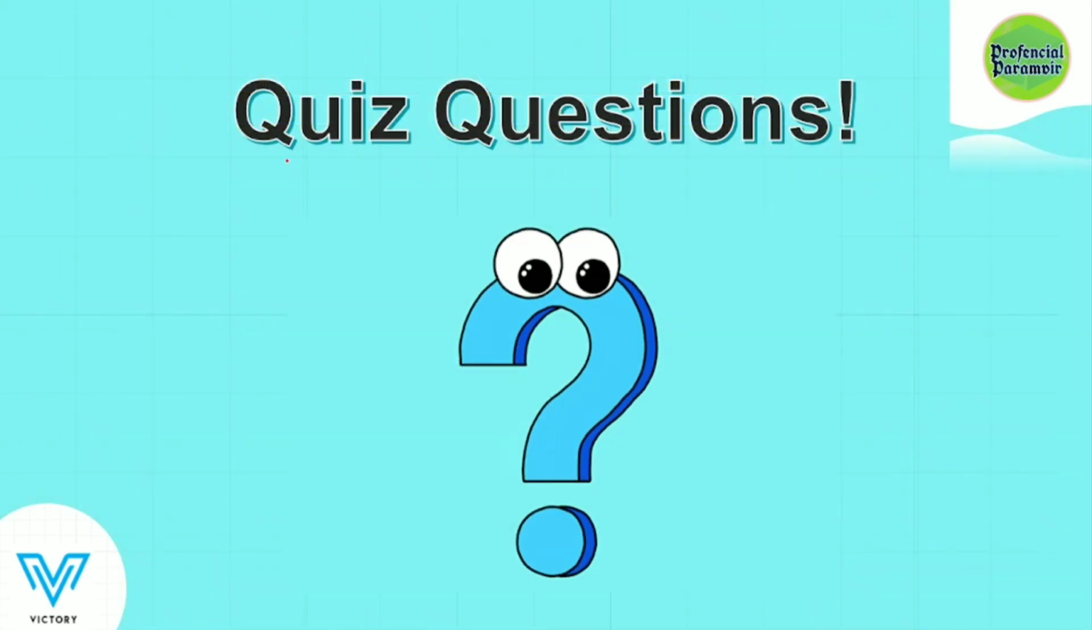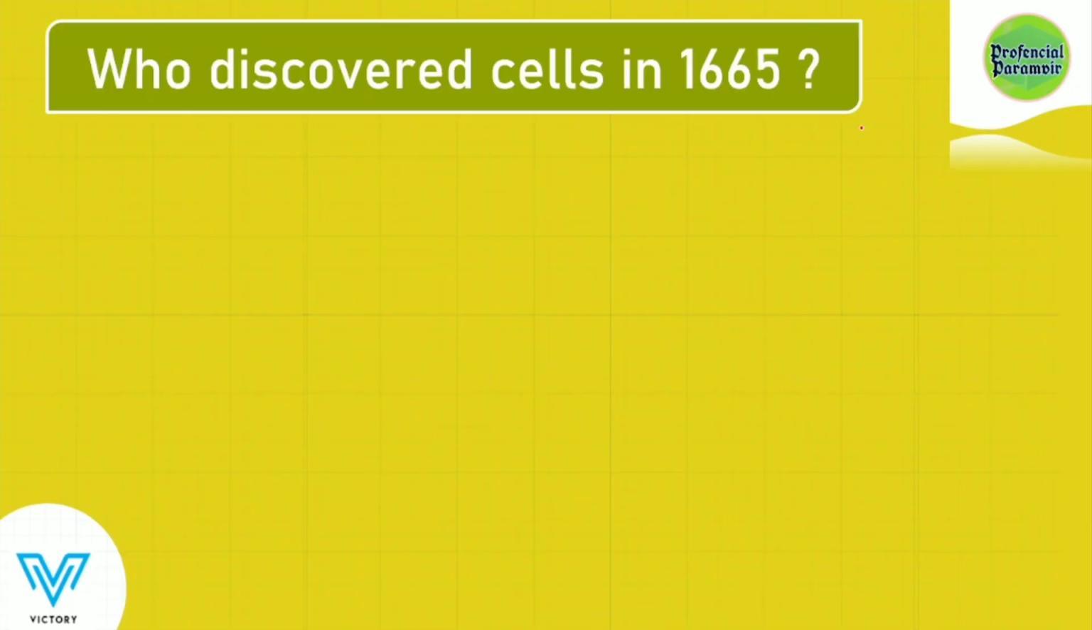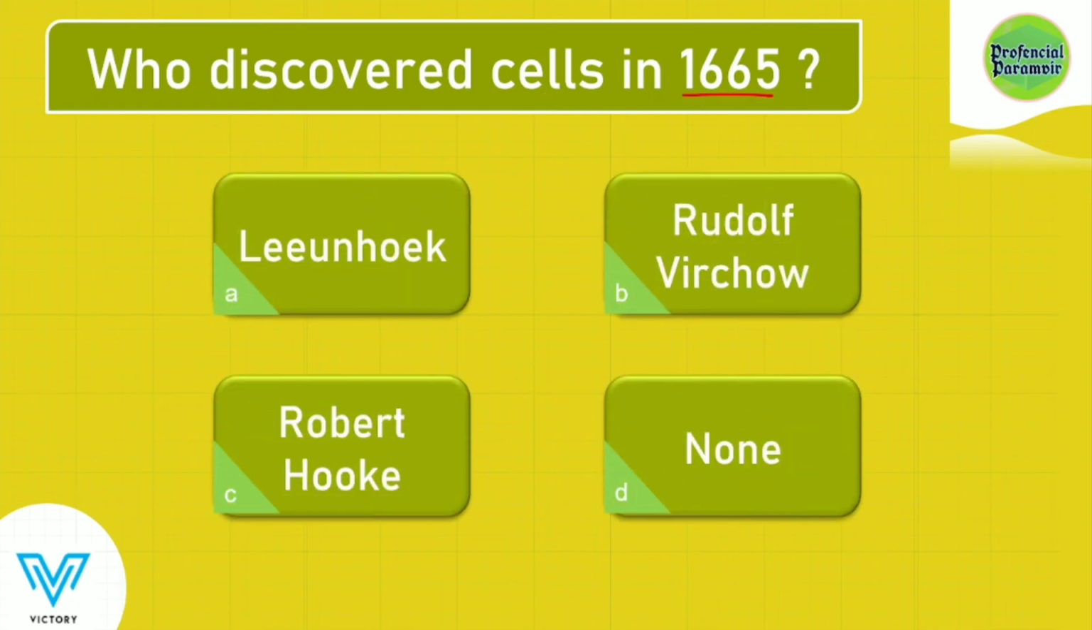So guys, it's time to play some quiz questions. Here's the first quiz question. Who discovered the cells in the year 1665? Here are the options: Leeuwenhoek, Rudolf Virchow, Robert Hooke, none. In the year 1665, Robert Hooke discovered dead cells for the very first time. The answer is Robert Hooke.